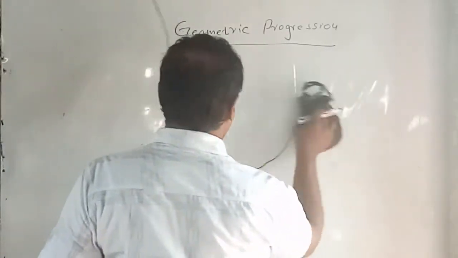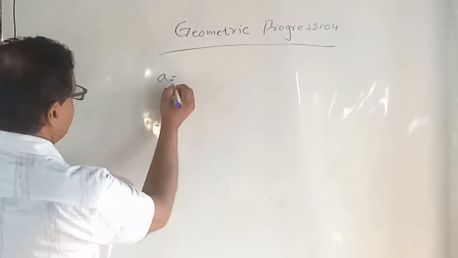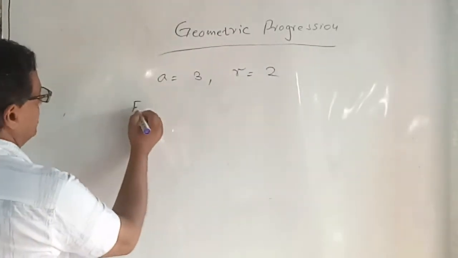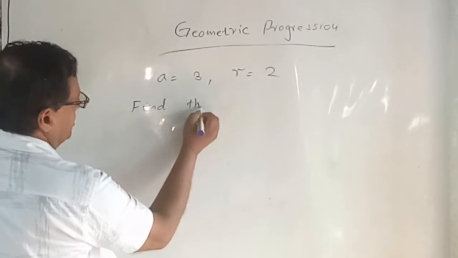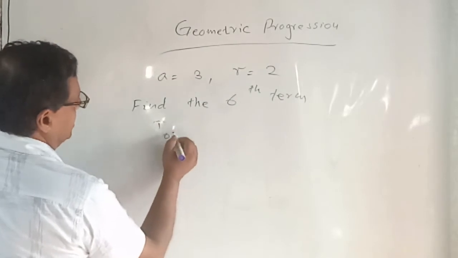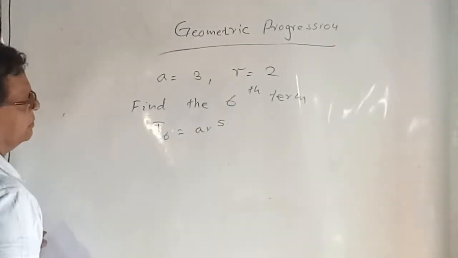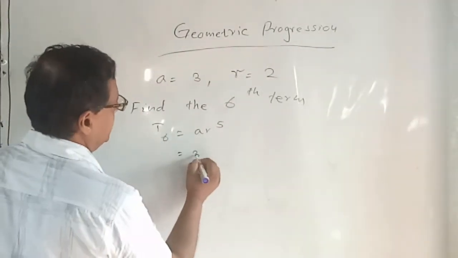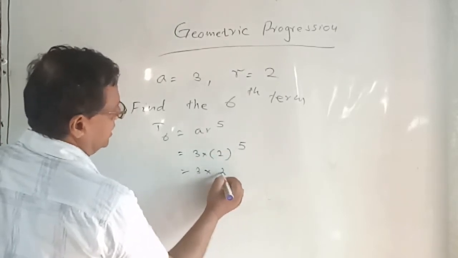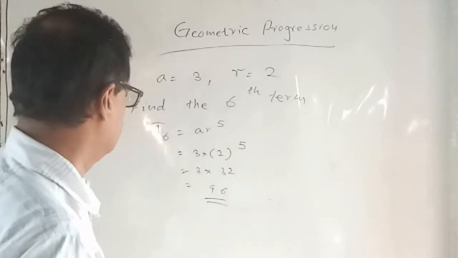Let us have an example. In a GP, the first term is 3, the common ratio is 2. Find the sixth term. So t6 equals ar to the power 5, always one less. Then substitute a is 3, r is 2, 2 to the power 5. 2 to the power 5 is 32. Then the sixth term is 96.